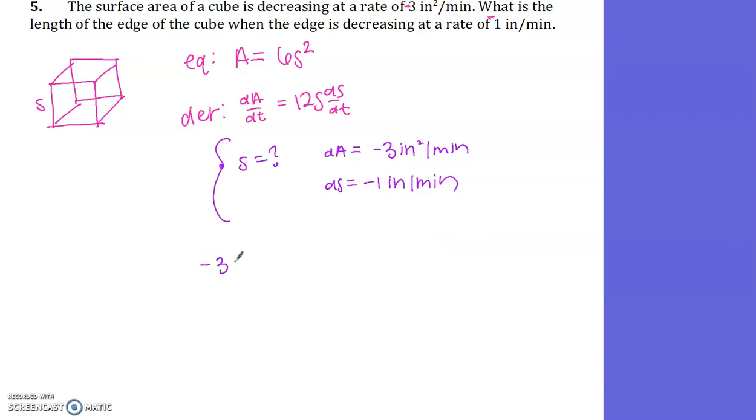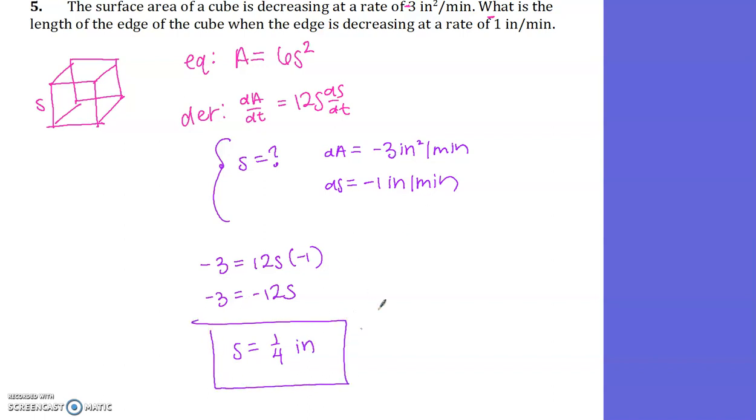So we have -3 equals 12 times s, which I don't know, times ds/dt, which is -1. So that'll be -3 equals -12s. So s is just going to be 1/4 or 0.25. And this would just be inches because it's a length. It's not a rate, so it's not inches per minute. It's just the length of this side.